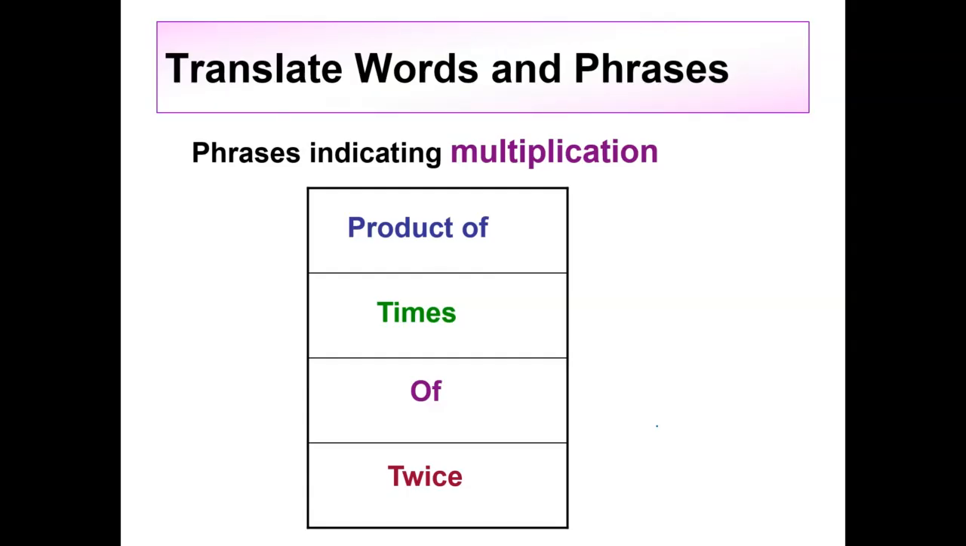Let's look at the phrases now for multiplication. I can use the words product, times, of, twice. Twice meaning you're multiplying by 2. We will write it out and we will simplify as well.